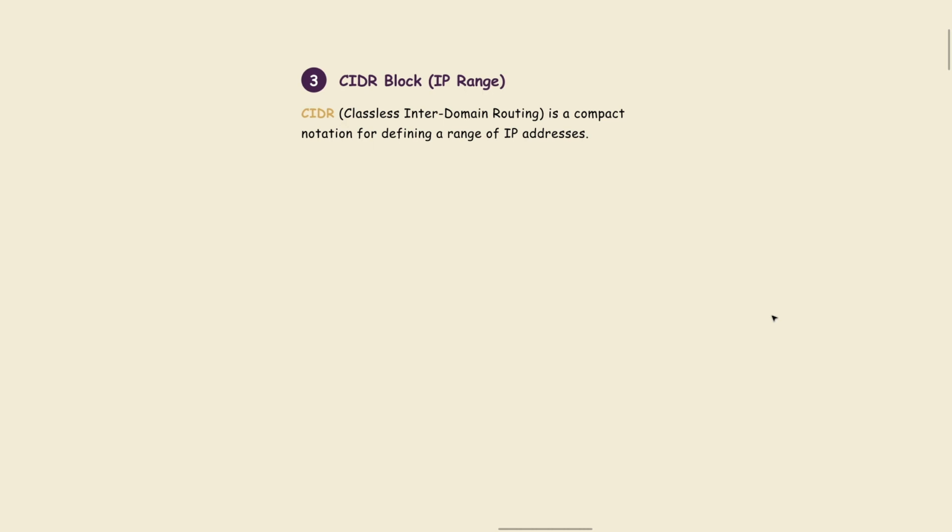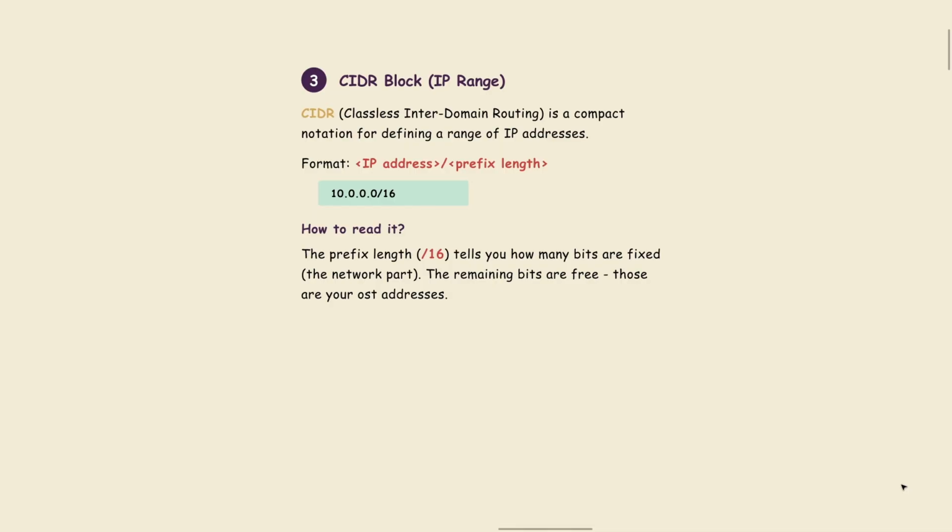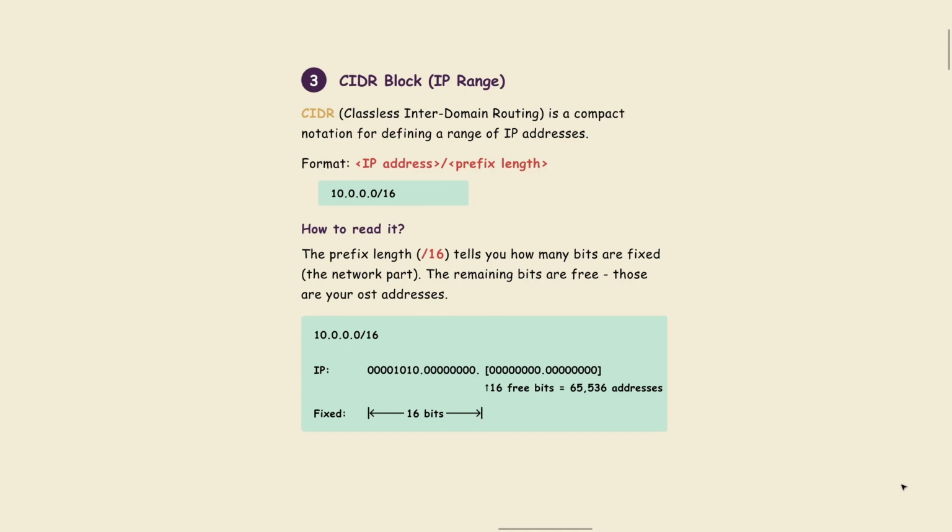CIDR, which stands for Classless Interdomain Routing, is simply a compact way of defining a range of IP addresses. The format is straightforward, IP address/prefix length. For example, 10.0.0.0/16. Now, how do we read this? The prefix length, in this case /16, tells you how many bits are fixed. Those fixed bits represent the network portion of the address. The remaining bits are free. Those free bits represent your host addresses, the actual IPs you can assign to resources.